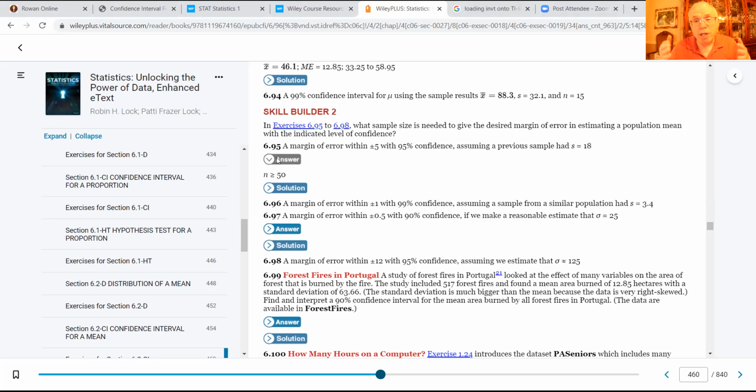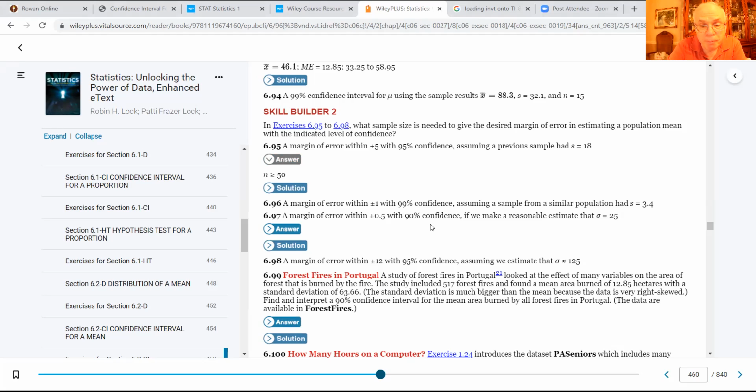Now, one thing I want to clarify to you, if you have a margin of error of 5, that means the length of the whole interval is 10. Remember that? Because the formula for creating a confidence interval is you take your sample mean and you add and subtract the margin of error. So when you subtract the margin of error and then you add the margin of error, you're going to have 2 times the margin of error as the length of your confidence interval.